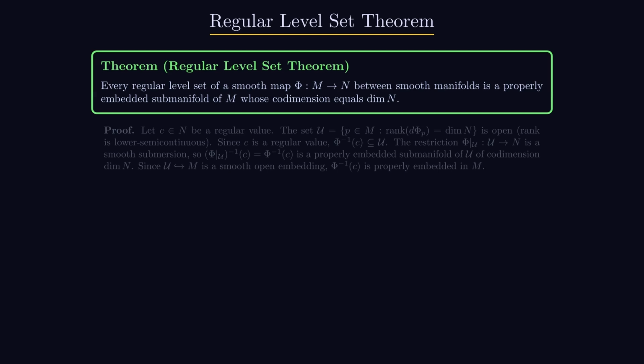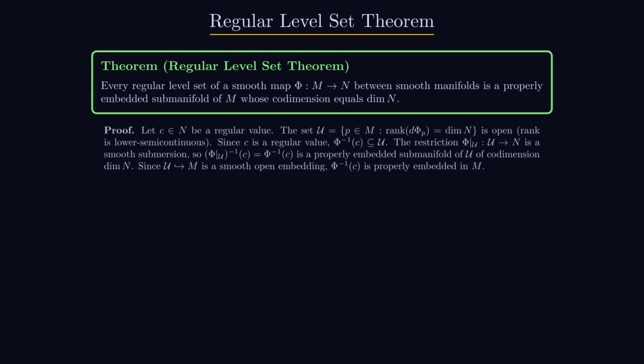D phi is surjective at every point of U by construction. The submersion level set theorem then says that the preimage of C under this restriction is a properly embedded submanifold of U of codimension equal to the dimension of N. Since U is an open submanifold of M, the inclusion of U into M is itself a smooth embedding. Composing the embedding of phi inverse of C into U with the embedding of U into M then gives a smooth embedding of phi inverse of C into M. Closedness in M follows from continuity of phi and closedness of the single point C.